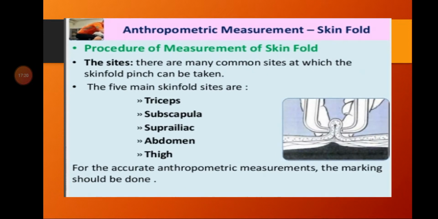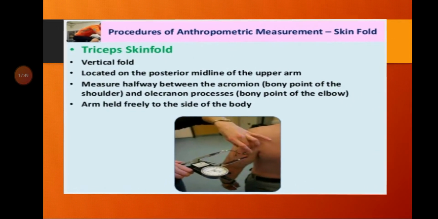Procedure of measurement of skin fold. The sites, which are the areas where we usually conduct skin fold measurement tests. There are many common sites at which the skin fold pinch can be taken. The 5 main skin fold sites are triceps, subscapula, then suprailiac, abdomen and thigh. For accurate anthropometric measurements, the marking should be done.